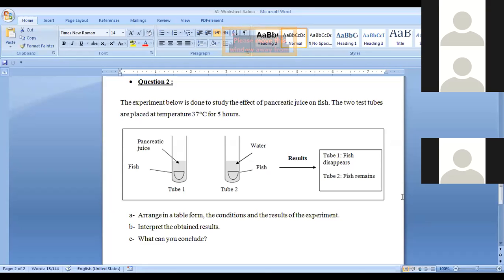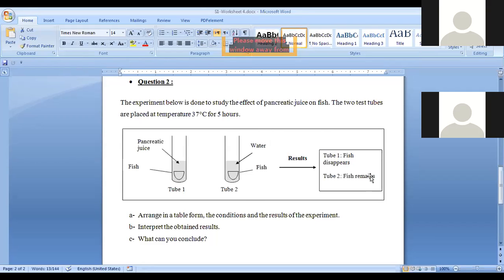After adding pancreatic juice to tube 1, containing fish at 37 degrees Celsius for 5 hours, the fish in tube 1 disappears. While after adding water to fish in tube 2 at temperature 37 degrees Celsius for 5 hours, the fish remains.